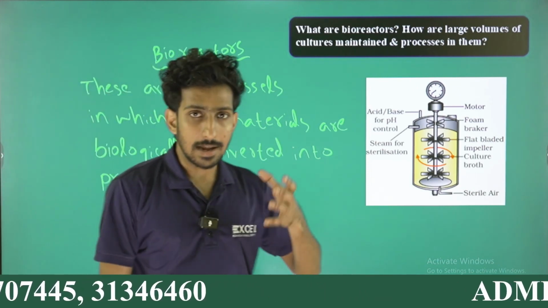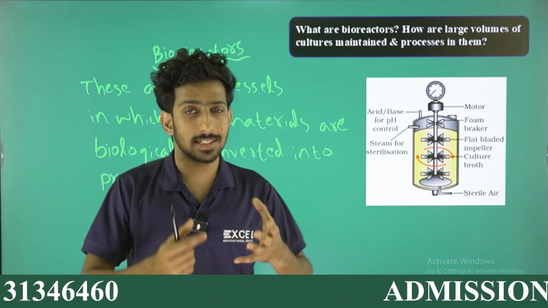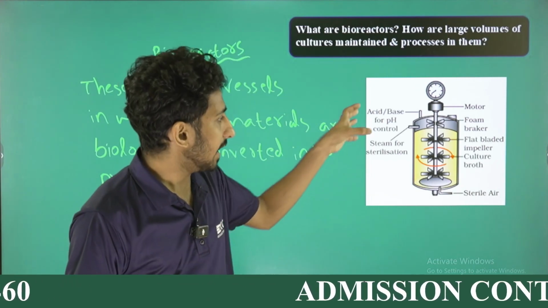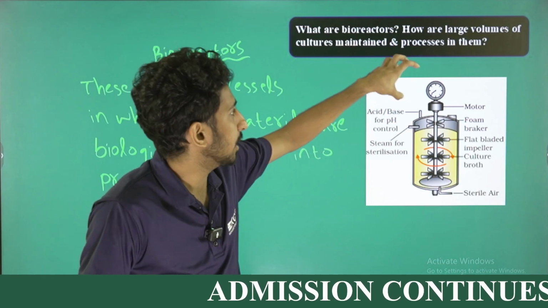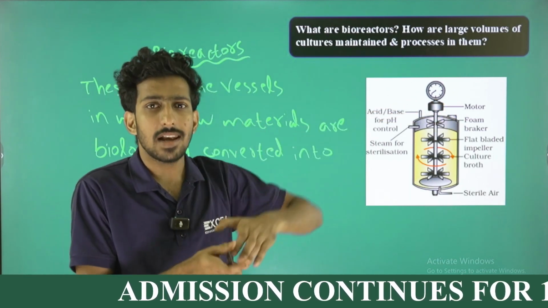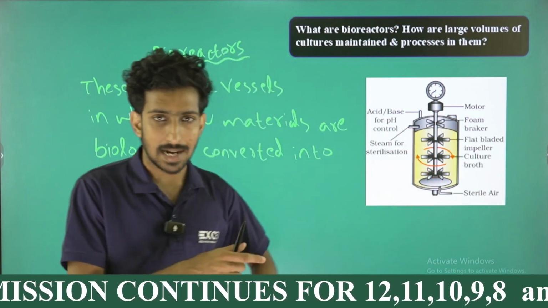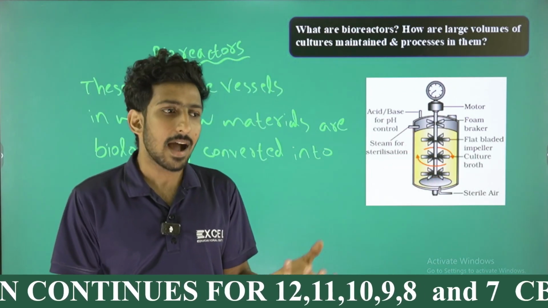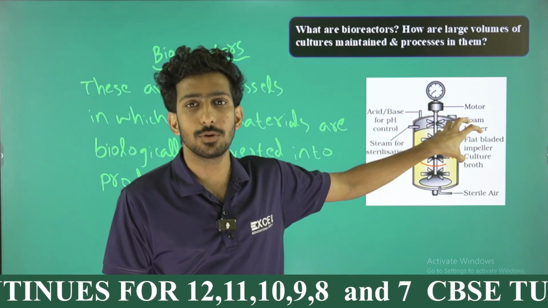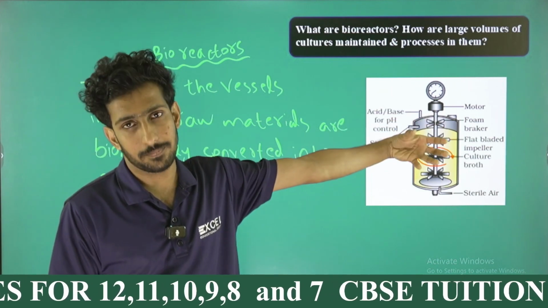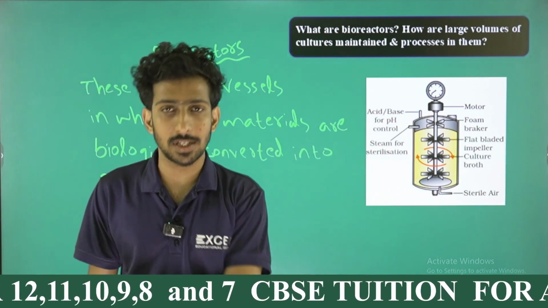We have selected the recombinant bacteria. After that, we add this recombinant bacteria into this bioreactor for large scale culturing. In this bioreactor the bacteria will be cultured. After that the bacteria will produce the desired product, the recombinant protein. Got it?